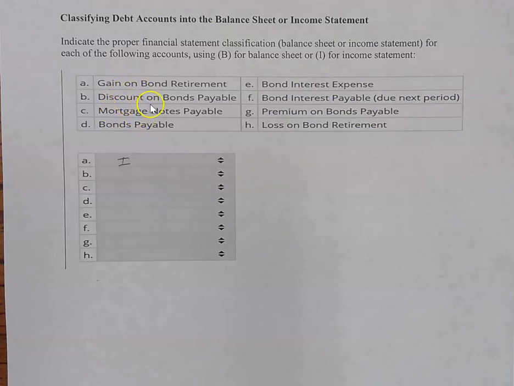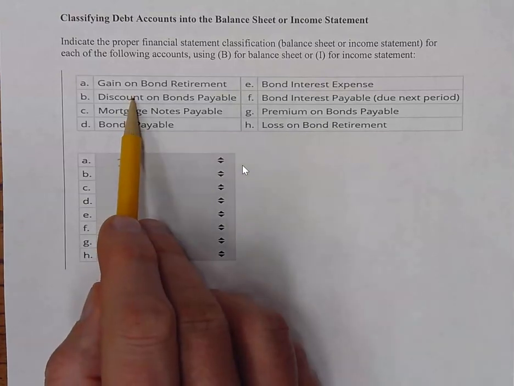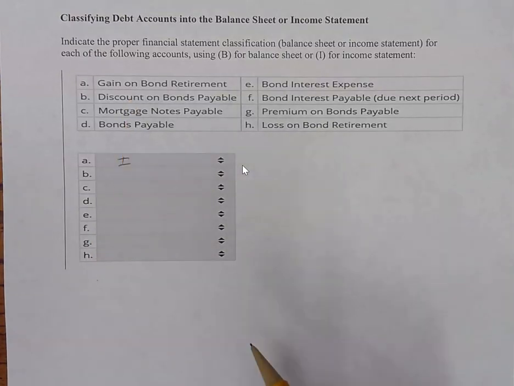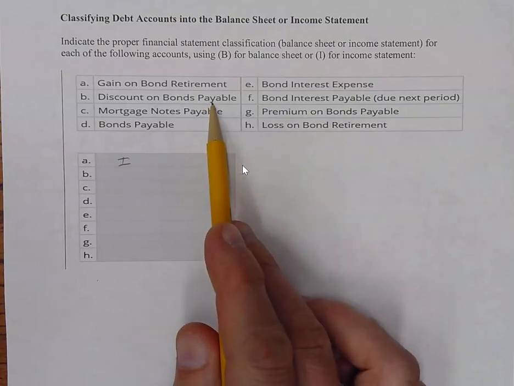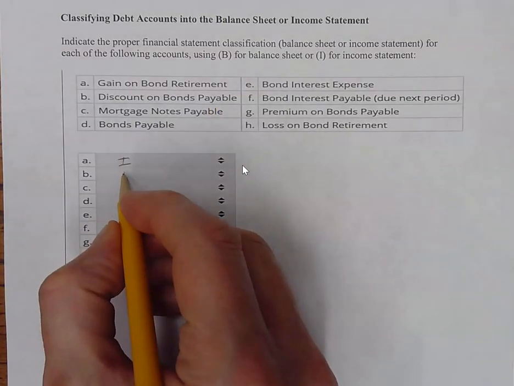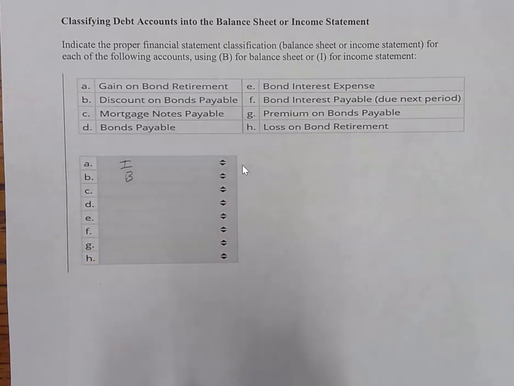B, discount on bonds payable. Discounts are an adjustment, or what we call a contra account, similar to accumulated depreciation. And so bonds payable are on the balance sheet. So the discount on a bond is an adjustment in the same portion, the portion that would be non-current liabilities, unless we're in the last year of the bond.